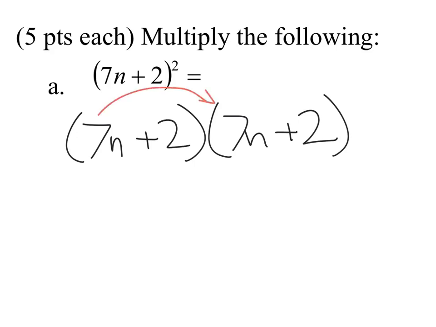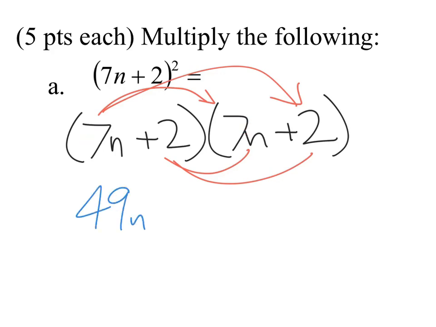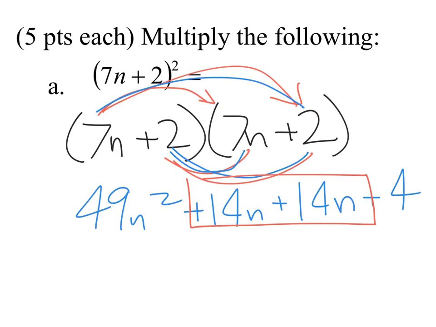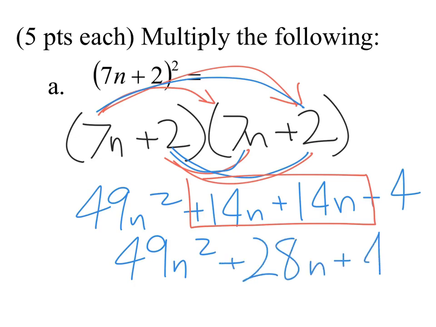We remember that means first, outer, inner, last, and we're going to simply be multiplying. And we know that 7 times 7n is going to give us 49n squared. 7n times 2 is going to give us positive 14n. Likewise, 2 times 7n is going to give us positive 14n. And then finally, 2 times 2 is going to give us positive 4. Next, what we need to do is take a look at this expression to recognize that we can combine like terms. So this is going to be 49n squared plus 28n plus 4. This is our answer.